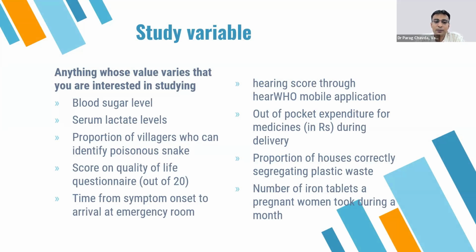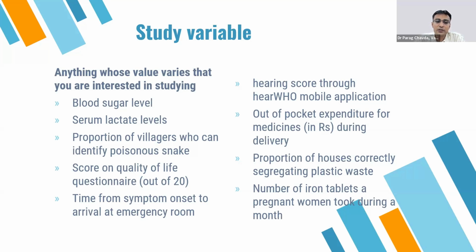There was another study yesterday, about serum lactate levels. There is a study we just talked about on the proportion of villagers who can identify a poisonous snake. That information can vary. If you give a health education session, that proportion who can correctly identify a venomous snake would probably increase. Another is the score on a quality of life questionnaire: if the questionnaire is of 20 marks, how many marks does a particular person score at a particular point in time?